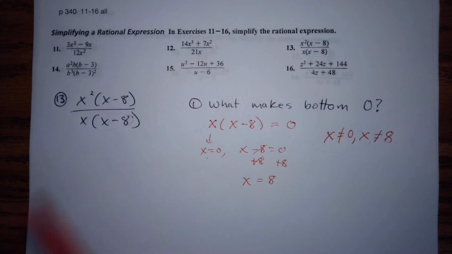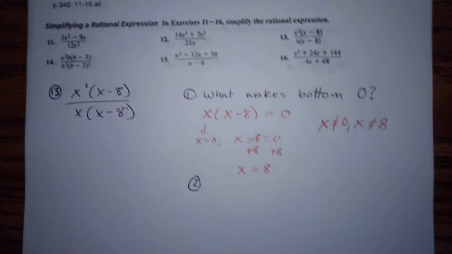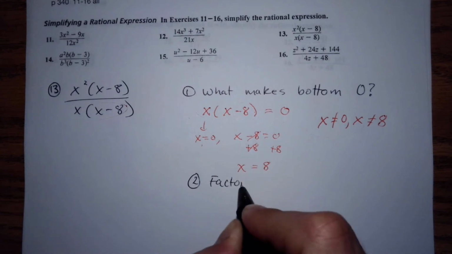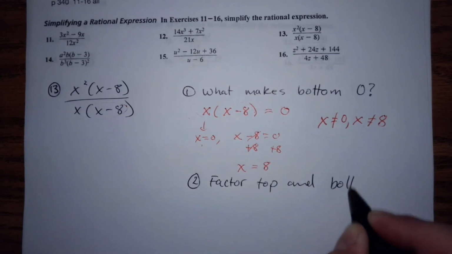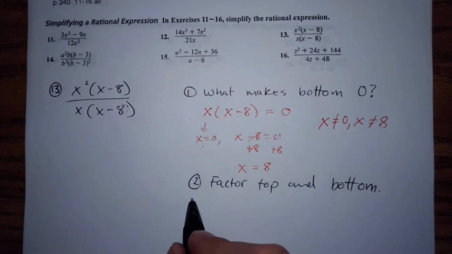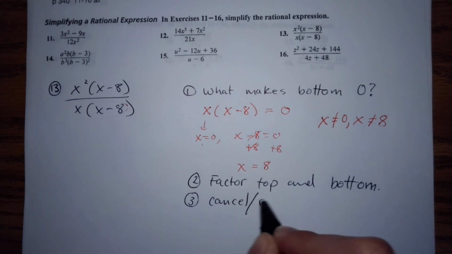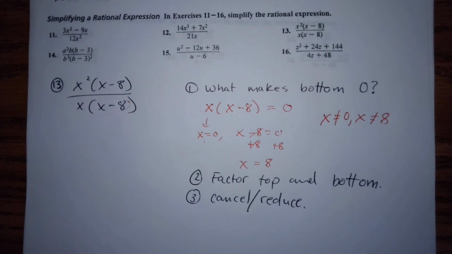So that's the first part. What makes the bottom 0? Figure that out right away. Then, the second step is to factor top and bottom. It's already factored for you. And then the third is to cancel or reduce. You would reduce coefficients. You cancel any terms that are the same.